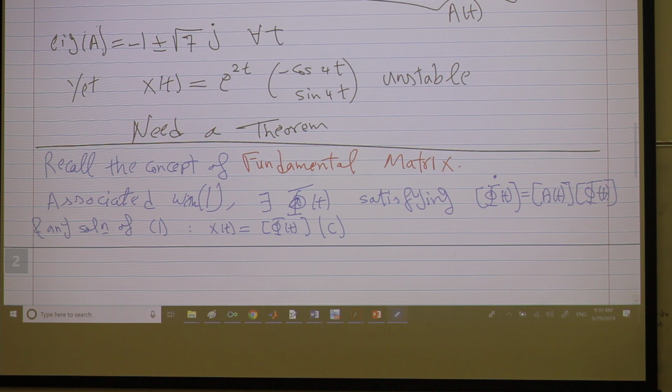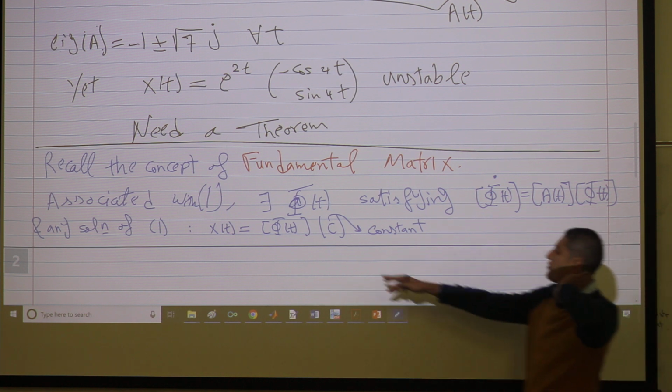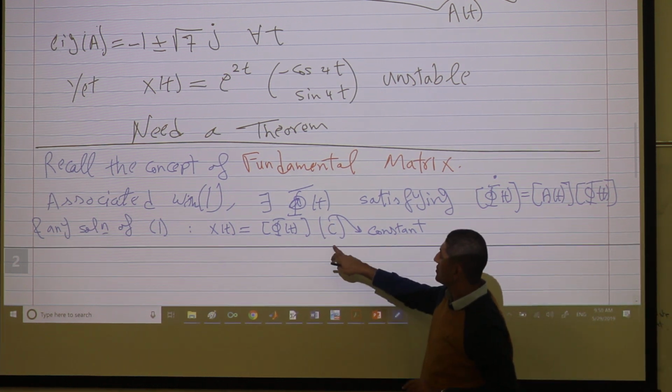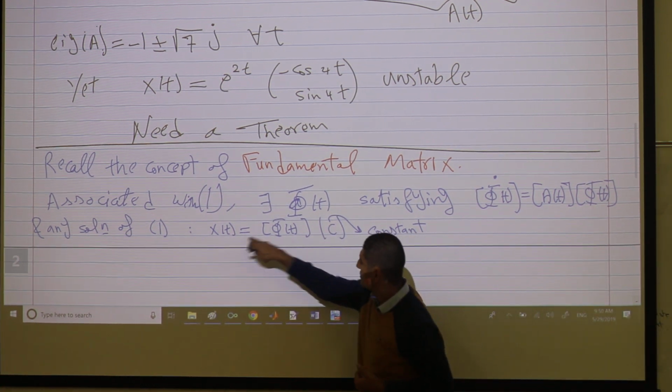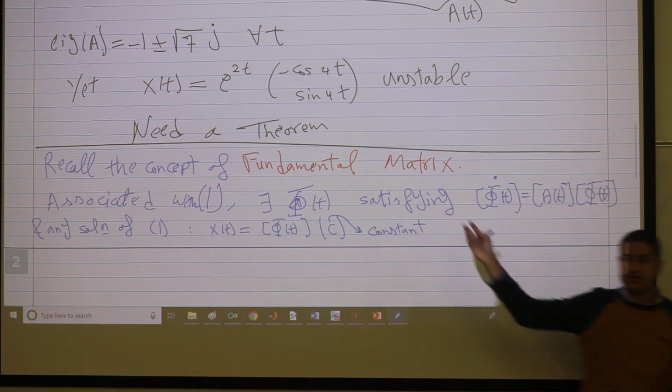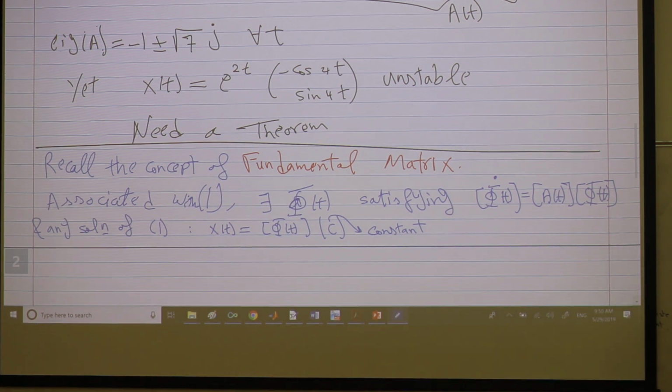C, I don't know, whatever. I will use C here later on for something else. These are constant vectors, so some constants, okay? And obviously you can relate these constants to the initial condition, because if x of 0 is phi of 0 times c, so c is phi inverse times x of 0.